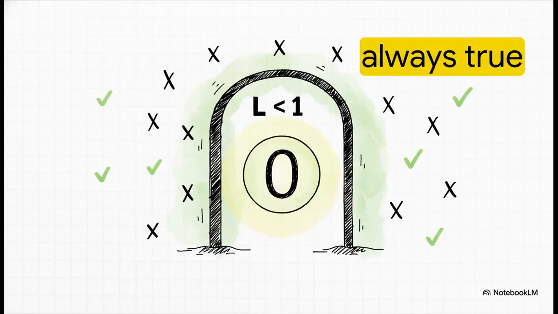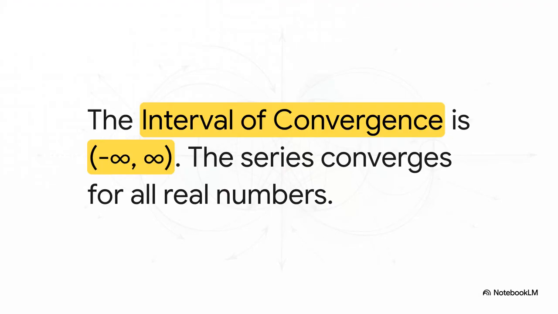Now we check the condition. Is L less than 1? Well, yeah. 0 is always less than 1. It's true no matter what value you picked for x. The condition for convergence is always met. And there you have it.